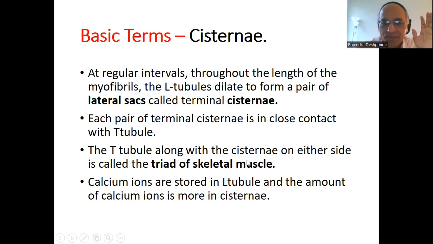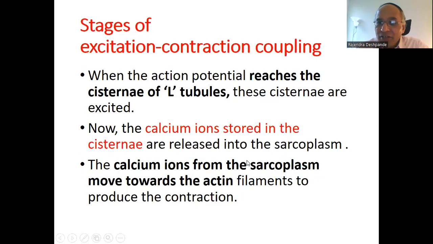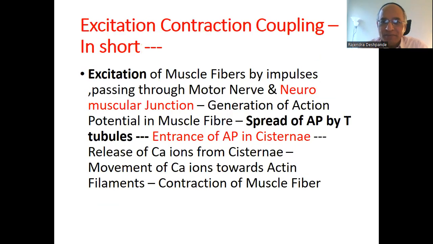Now, calcium ions are stored in the L tubule, longitudinal tubule, and the amount of calcium ions is greater in the cisternae. When the action potential reaches the cisternae of the L tubules, these cisternae are excited. The calcium ions stored in the cisternae are released into the sarcoplasm. The calcium ions from the sarcoplasm then move towards the actin filament to produce the contraction. So first there is the action potential, then the calcium release.